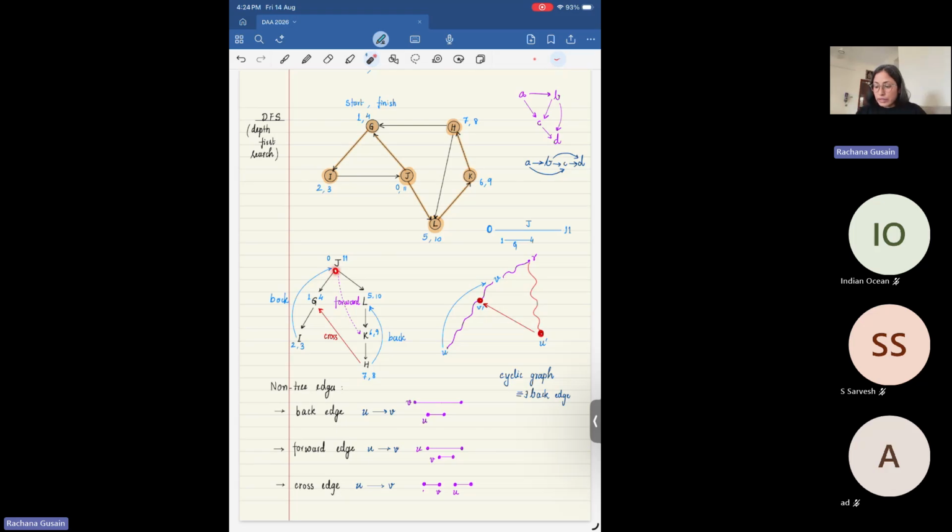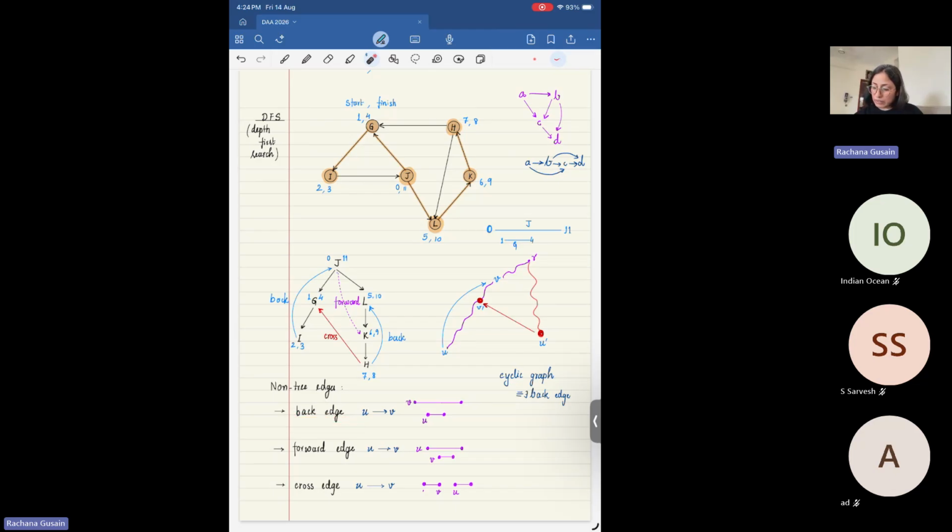Okay. So these orange edges that I have marked, these are the tree edges, which I use to traverse the entire graph. Okay, so here I'm showing them as black edges. And if I look at the non-tree edges, which I did not use to explore the graph, these edges can fall into one of these three classes. Either it will be a back edge.